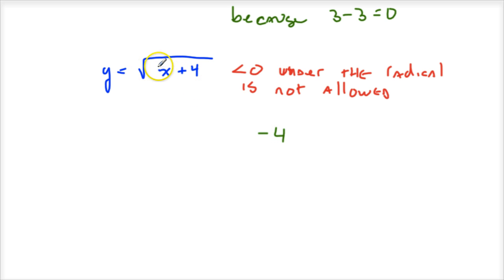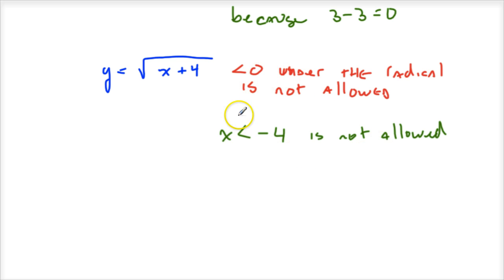But if I put negative 5 under there, I would get negative 5 plus 4, which would give me negative 1. That would give me a negative number under there. So x less than negative 4 is not allowed, right? Because all the numbers that are less than negative 4, like negative 5, negative 6, negative 7, negative 8, would give me a number that is negative underneath here. It would give me a number that's less than 0. And so that's not allowed, okay?